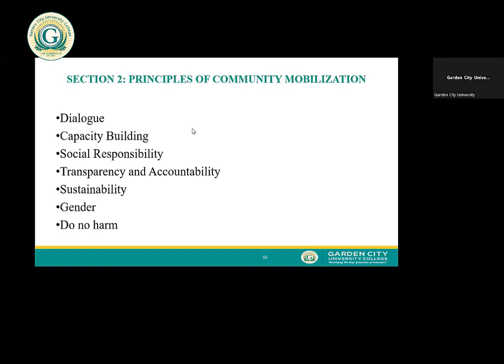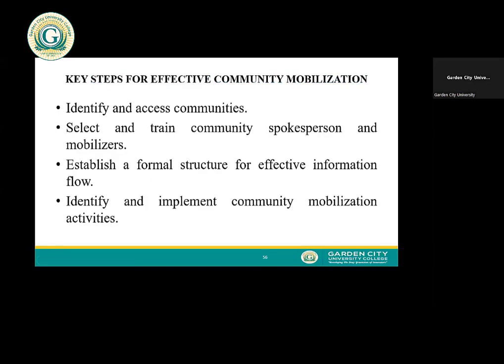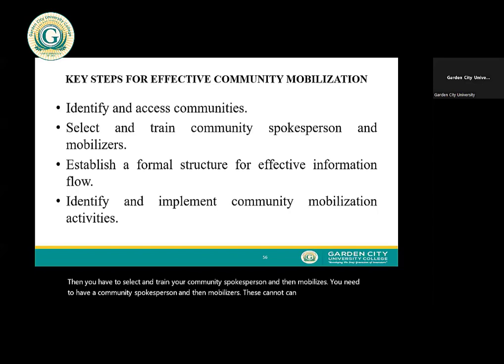So, steps for effective community mobilization. You first of all have to identify and assess the community using the community entry process. Then you have to select and train your community spokesperson and then mobilizers. These can be stakeholders, or they can also not be stakeholders.